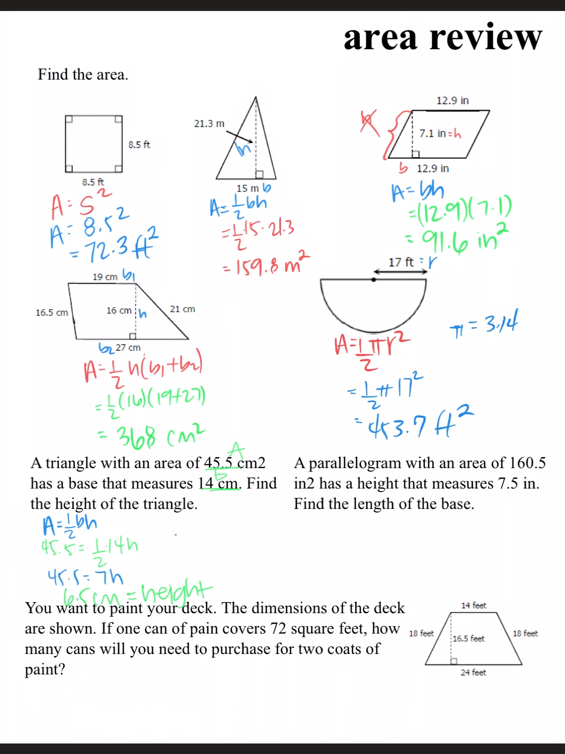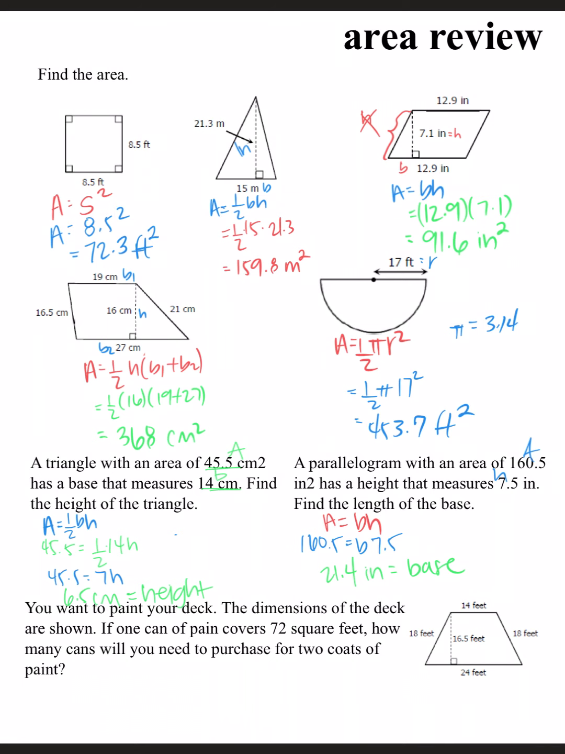Same thing, parallelogram. What is our parallelogram area? Area equals base times height. So our area is 160.5 inches squared and has a height of 7.5. So I'm going to plug that in. Equals base is what we need to find. Height is 7.5. So all I'm doing is dividing both sides by 7.5, and I get 21.4 inches is the base.